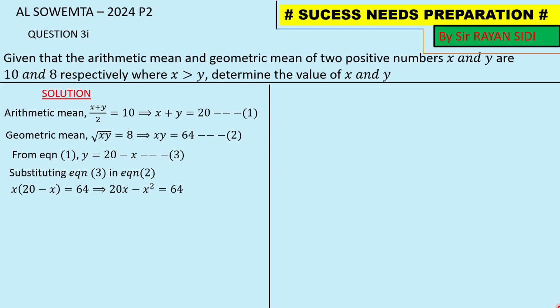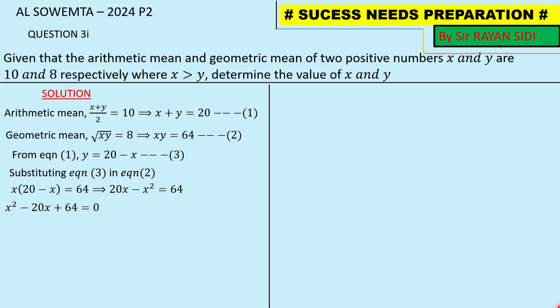Now I send 20x minus x squared to the other side of the equation, to get x² - 20x + 64 = 0. So now that's a quadratic equation. I look for two factors of 64 that when I add them together give me negative 20, and when I multiply them together give me 64. And those two factors, if you don't know them, you can write them on your paper.